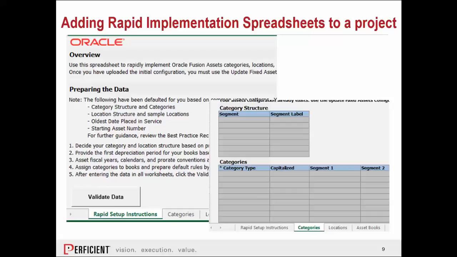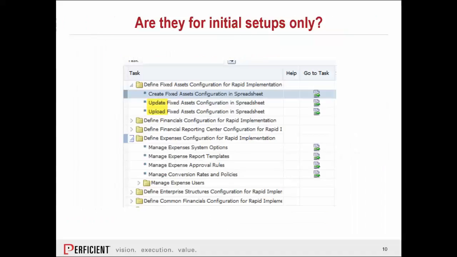You'll also notice on the right-hand side, you're going to have several tabs. It isn't for initial steps only. For example, in fixed assets, we have the ability to create our asset configuration, but then we also have the ability to update it. If you didn't create all of your books, you would go and do the update fixed asset configuration spreadsheet, which would create a spreadsheet with the configurations you already have. You add to it and then you upload that into the system. So it's not just for initial steps, but can be used for other options out there.